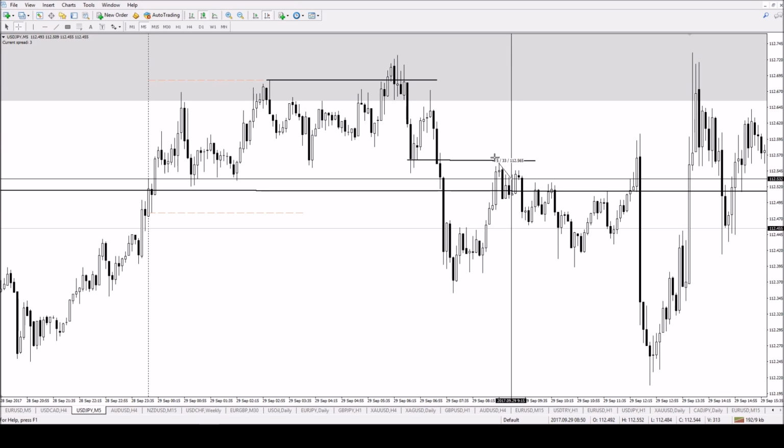Then again, no focus. When there's a lack of focus, this is what happens. If you're sure of this setup, keep your stop loss there. Don't keep it too tight.